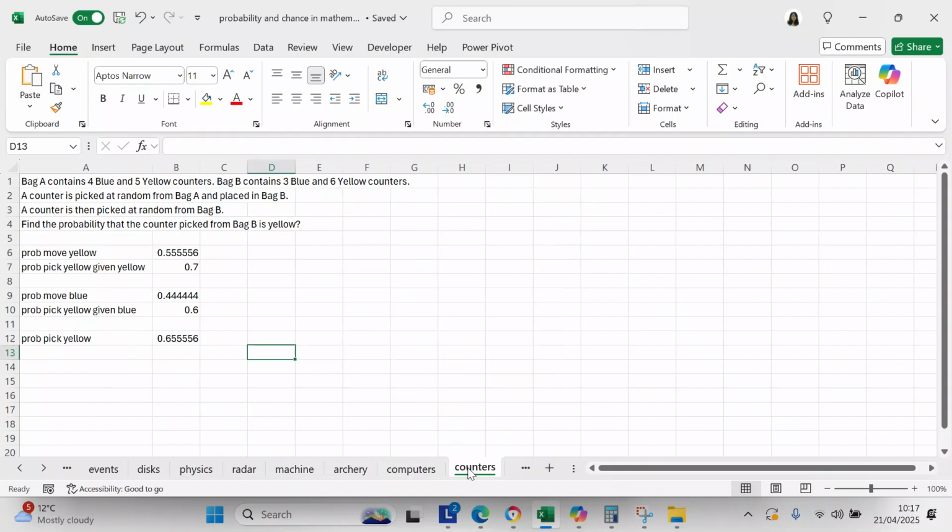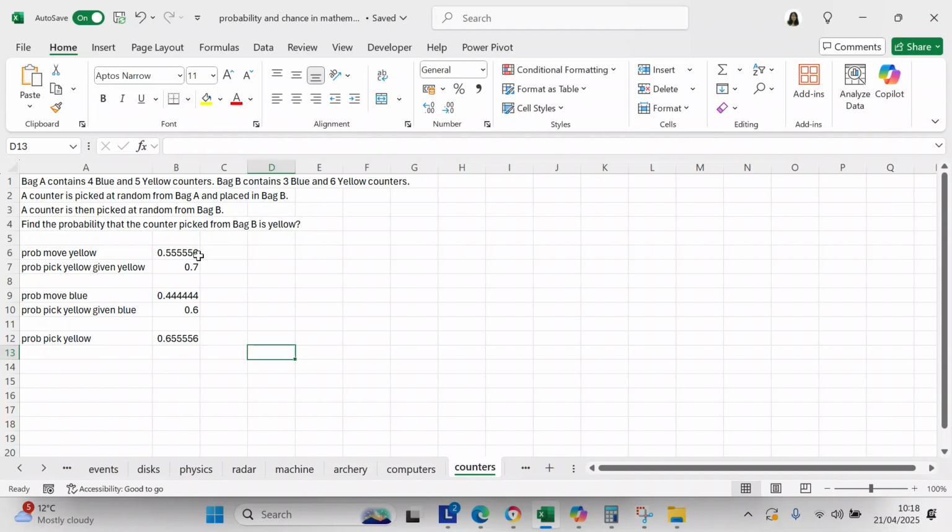So now we have a question about counters. Bag A contains 4 blue and 5 yellow counters. Bag B contains 3 blue and 6 yellow counters. A counter is picked at random from bag A and placed in bag B. A counter is then picked at random from bag B. Find the probability that the counter picked from bag B is yellow.